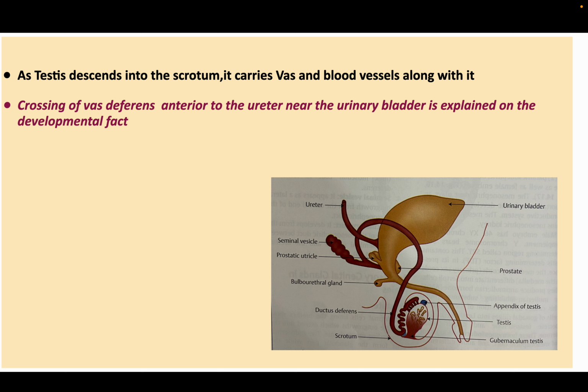As the testis descends into the scrotum, it carries vas and blood vessels along with it. If we see the anatomy of the relation of the different structures, that is vas and blood vessels with that of the ureter, the crossing of the vas deferens anterior to the ureter near the urinary bladder is explained on the developmental fact, because as the testis descends into the scrotum, it carries vas and blood vessels along with it. You can see in the diagram. So this is the route it is following.